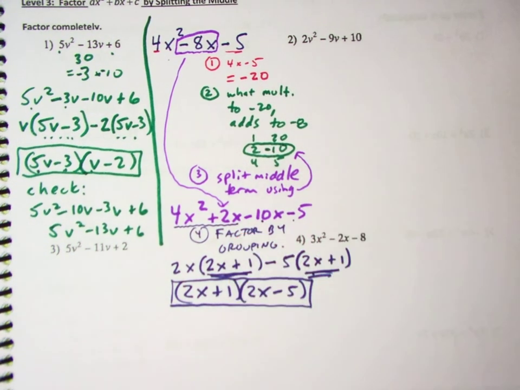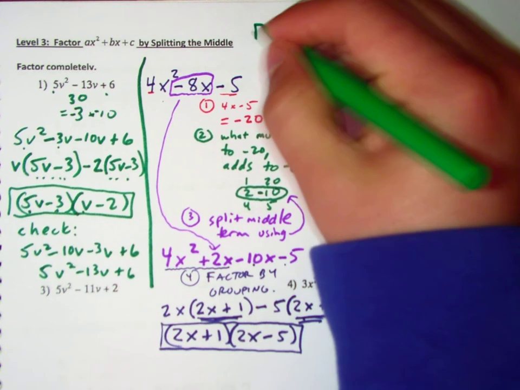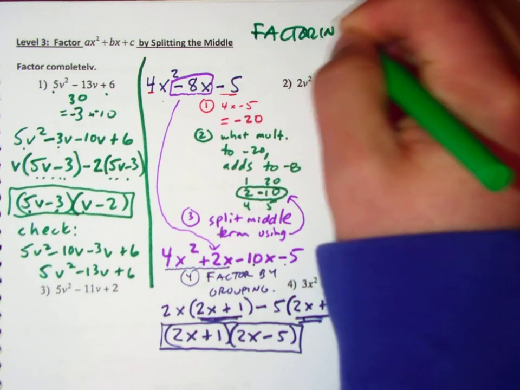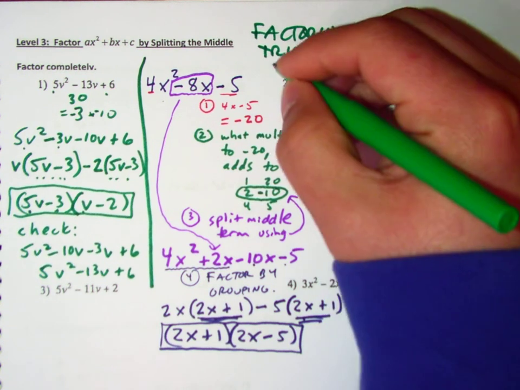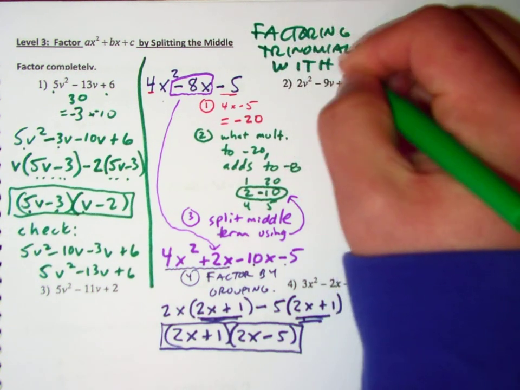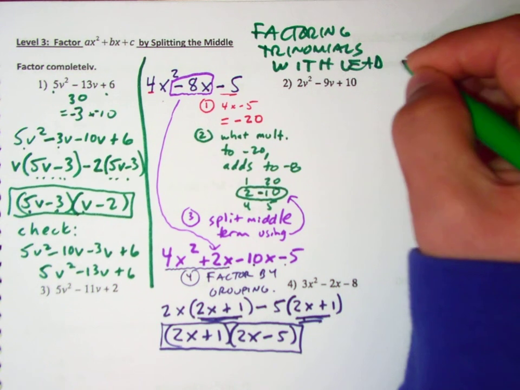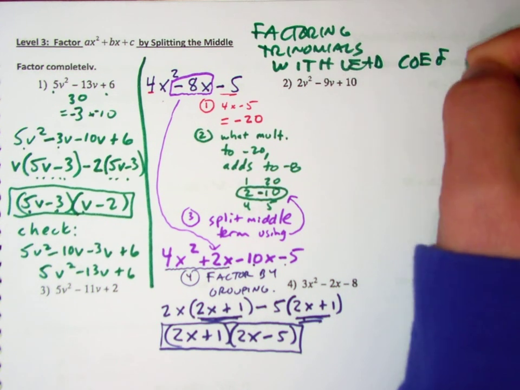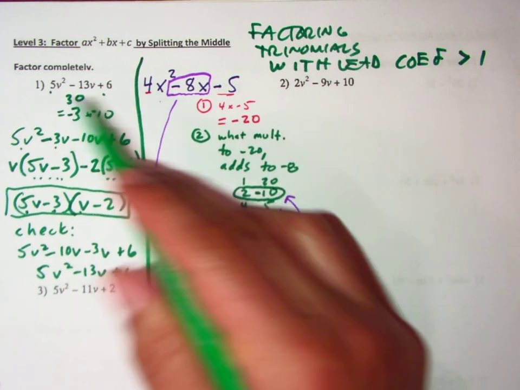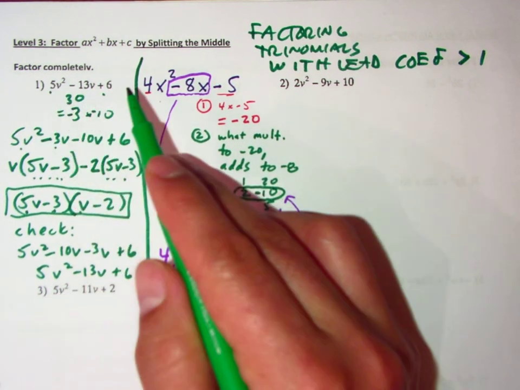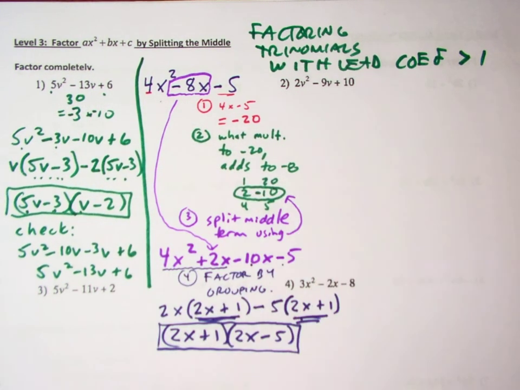Okay? And so that's what we call split the middle term. This is for factoring trinomials with the lead coefficient greater than 1. Okay, so no more 1s. We got 5s, we got 4s, we got 2s in front. This is a good way to go.